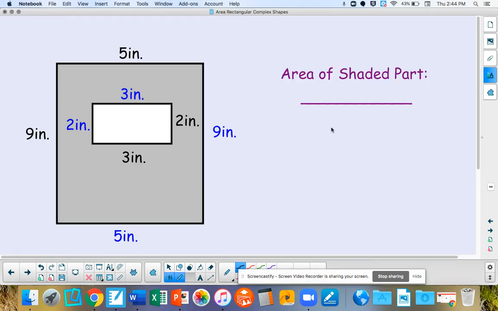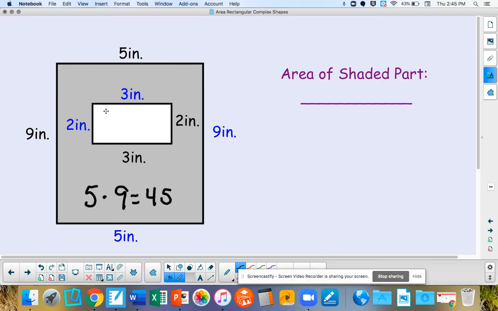This last one, most of the time when you're going to get one where it's asking for the shaded part, you're not going to have to find the perimeter. So in this case, it's actually easier than you probably think. The first thing to do is to find the area of this big overall box. We have a 5 by 9. 5 times 9 is 45. So the overall rectangle is 45.